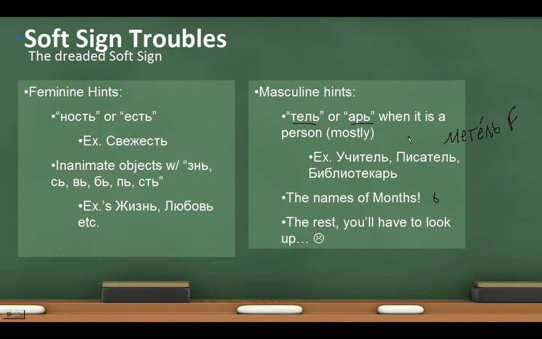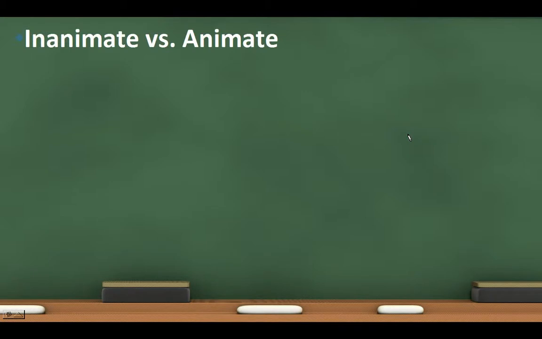Okay, let's go into inanimate versus animate nouns. This one might be a little bit tricky for English speakers because we don't have inanimate or animate groups. We can tell whether something is inanimate or animate from experience, but Russians use inanimate and animate nouns in different ways in grammar a lot. So let's just go over what they are.